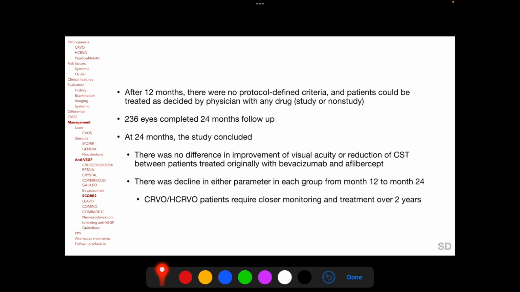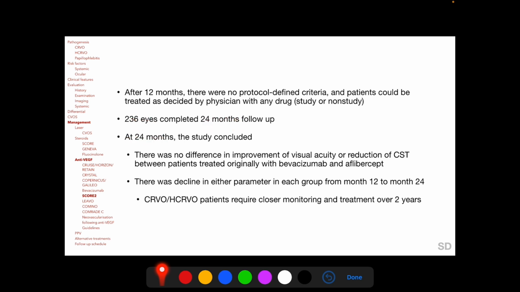After 12 months, there were no protocol-defined criteria in the SCORE 2 trial, and patients could be treated as decided by the physician with any drug, either a study drug, that is bevacizumab or aflibercept, or any other drug. 236 eyes completed 24 months follow-up.